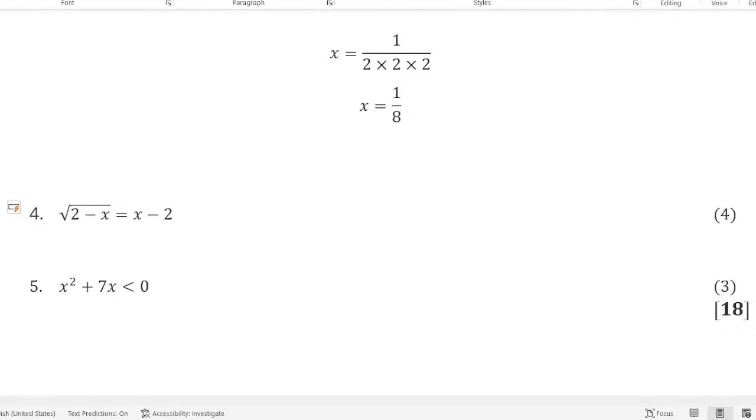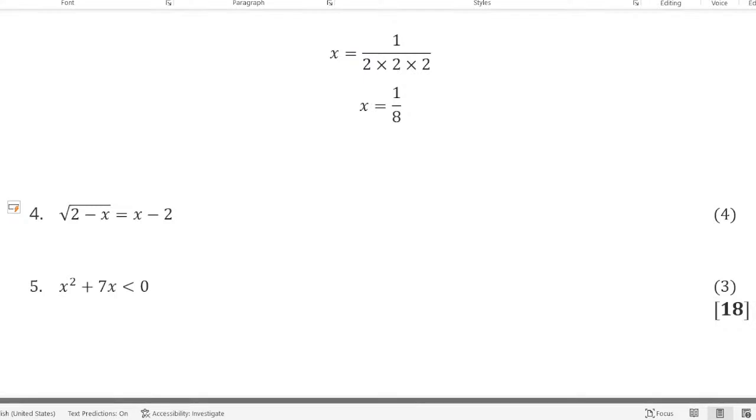Number 4 is made up of 4 marks. Remember, for number 4 we have this square root sign. On the left hand side we have a square root sign that covers everything, and on the right hand side we just have 2 terms. We have the first term, which is x, and the second term, which is the negative 2.